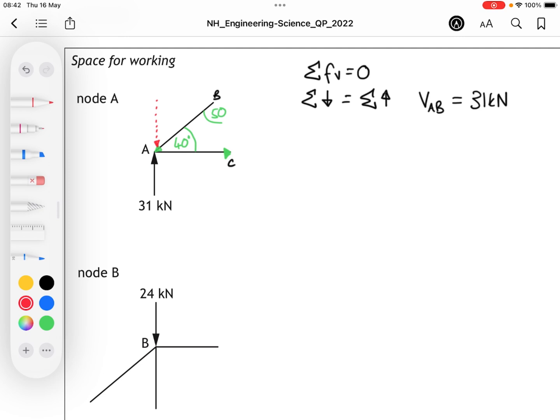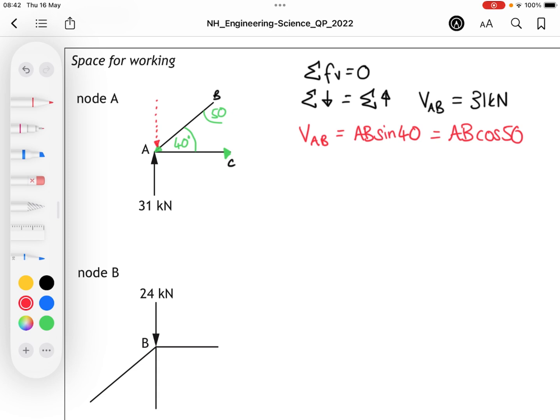I could say that the vertical part of AB is equal to AB sine 40, or AB cos 50. Those would give you the same.